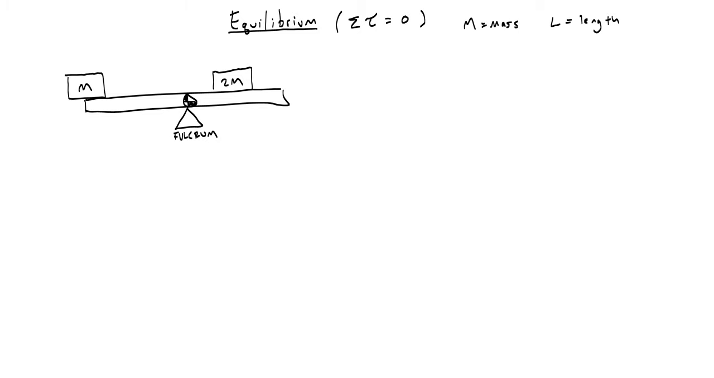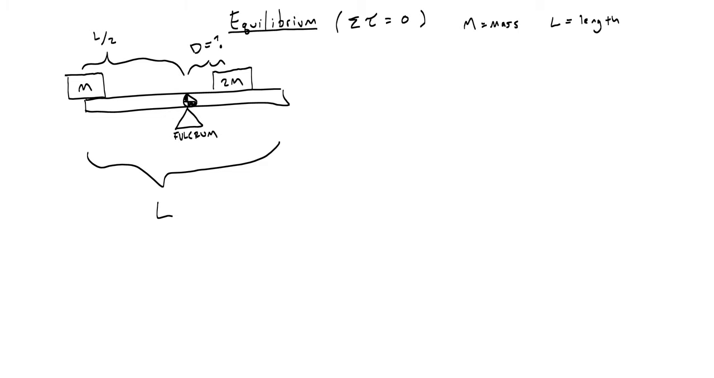Now to do this, we're going to need to indicate a couple of things. First of all, we know that the length of the board is L. Therefore, the radius from the center of the fulcrum, or the center of mass, we're going to call this distance L over 2. So that's the radius that we use when we find the torque from that box of mass m. This 2m box is going to give us some radius or distance. We don't know what it is, so let's call it d. It's a distance from the center.